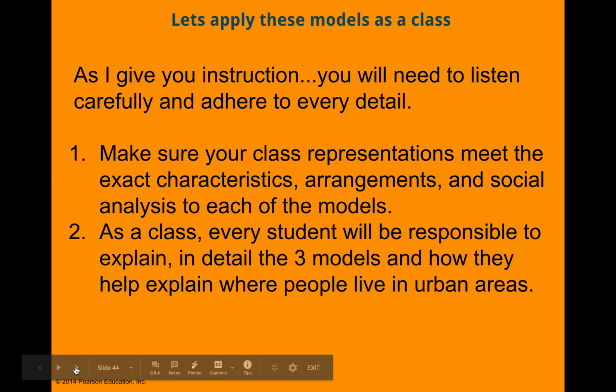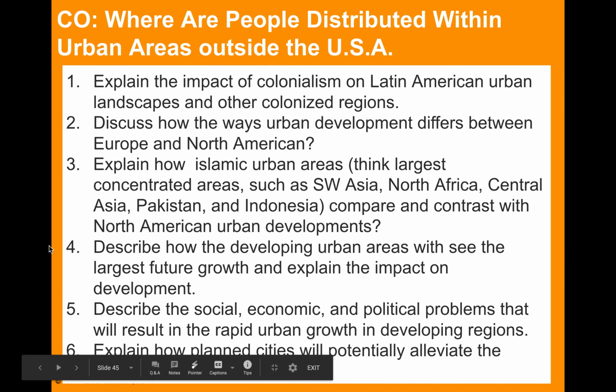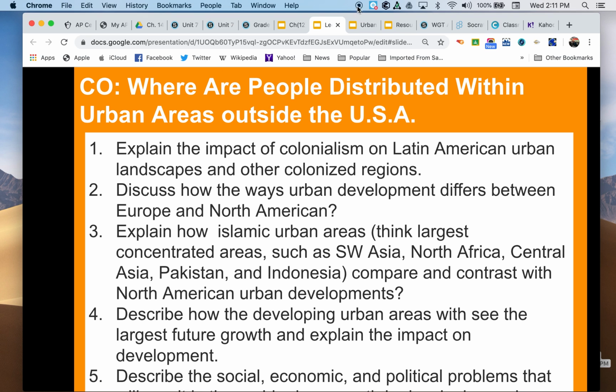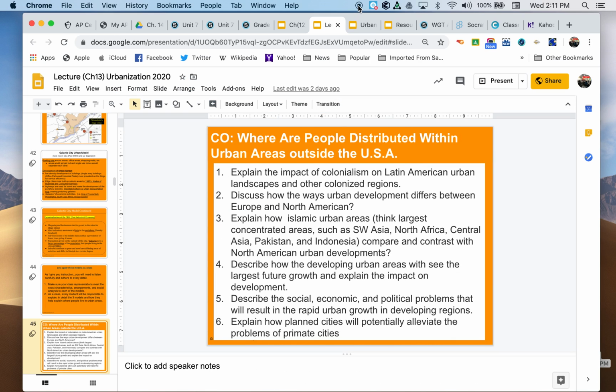All right, quickly review the models. That will end the lesson today. As always, go on to your conclusion write-ups.